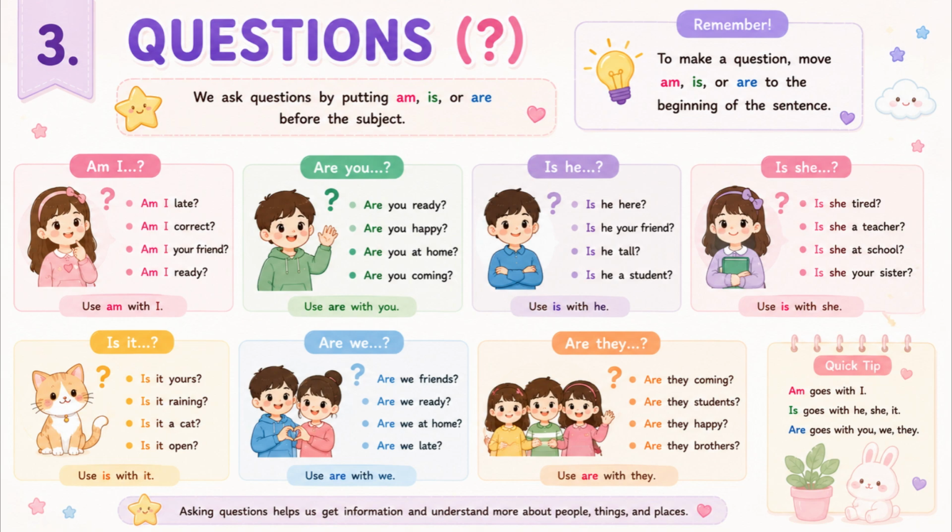Next, are we? Are we friends? Are we ready? Are we at home? Are we late? Remember, we use are with we. Next, are they? Are they coming? Are they students? Are they happy? Are they brothers? Remember, we use are with they. Questions help us get information and learn more about people, things, and places.